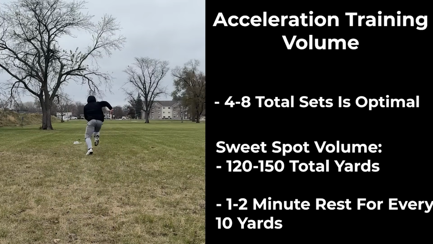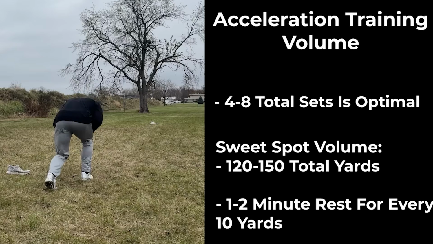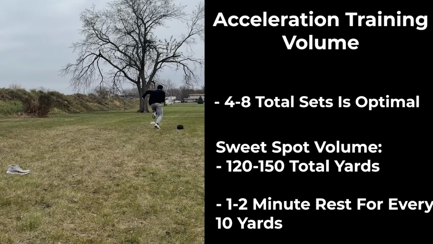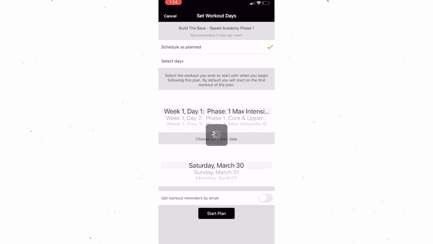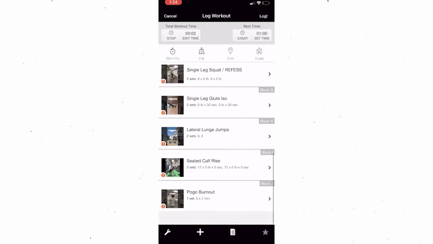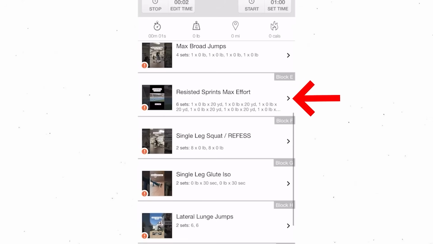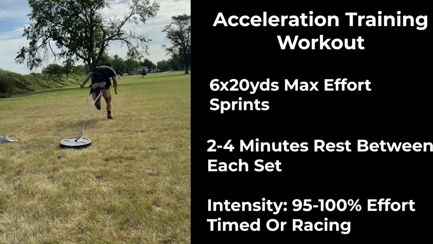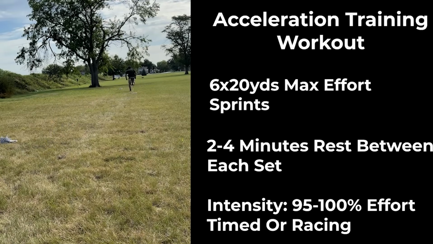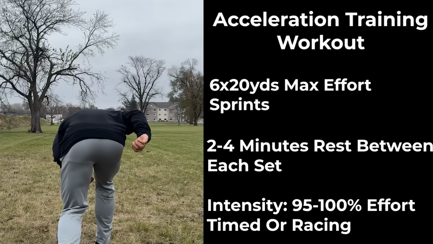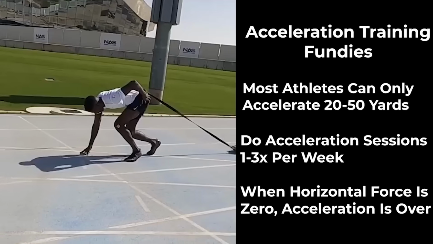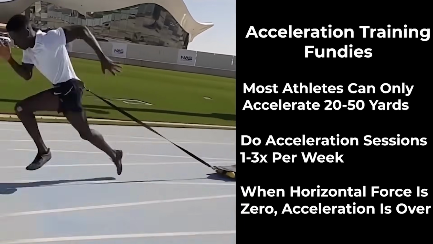Each rep needs to be max intent with around 1 to 2 minutes of rest per 10 yards covered in the sprint. It's common to see workouts from me programmed with about 4 to 6 reps of 20 to 30 yards. An example would be 6 times 20 yards as a workout, where you do 6 timed sprints for 20 yards of distance with high rest between each rep, around 2 to 4 minutes. Getting in your volume there is crucial for sprinting faster.